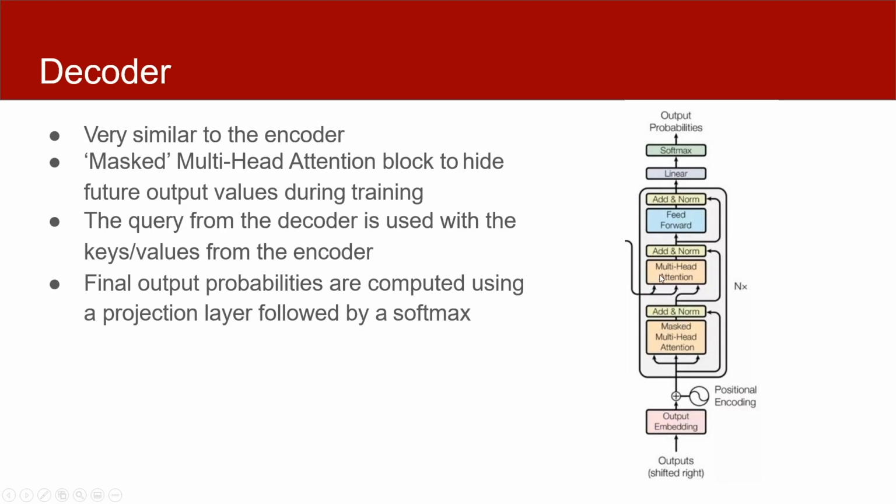And here, the keys and values are passed in from the encoder, and the query is constructed from the decoder representation of the output. So this is similar to what we've seen in the RNN architecture, and then there are these skip connections. Finally, we run through linear and softmax to produce the final output probabilities.